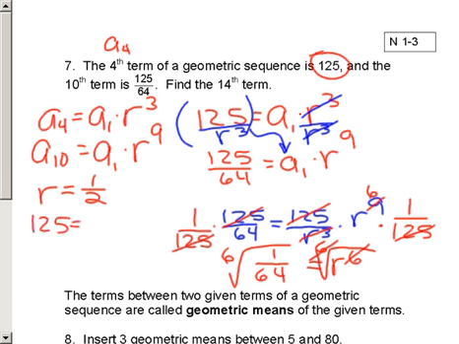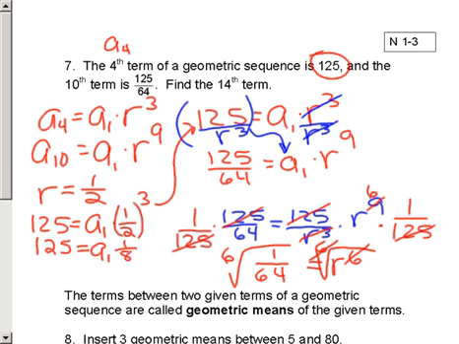You plug it back into one of your equations. I'm using the first one because I don't want to deal with that fraction. So what's 1/2 cubed? 1/8. And then we're taking 1/2 and plugging R 1/2 over here. Divide by 1/8, which is really just multiplying by 8. So A1 is 1,000. Are we done?